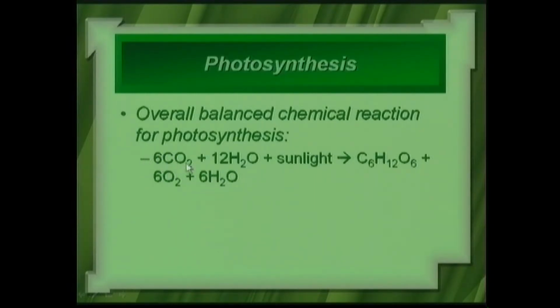So this just means 6 molecules of carbon dioxide, plus 12 water molecules. You see that water is split, plus sunlight energy. Eventually the plant undergoes those two parts, the light reactions and the Calvin cycle. After all of that, which is pretty complicated, you end up with 1 molecule of glucose. Glucose has 6 carbons, 12 hydrogens, and 6 oxygen atoms, plus 6 molecules of oxygen gas.